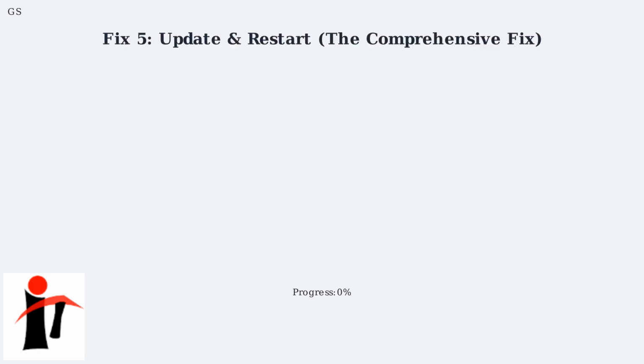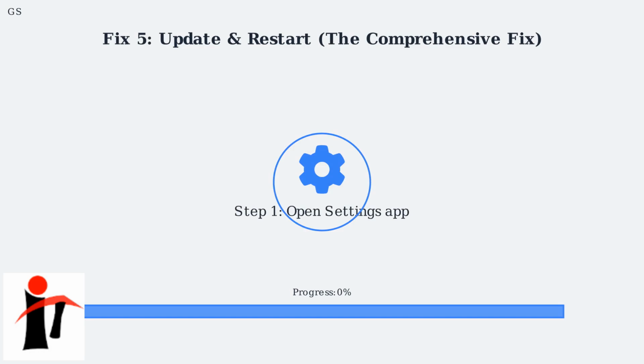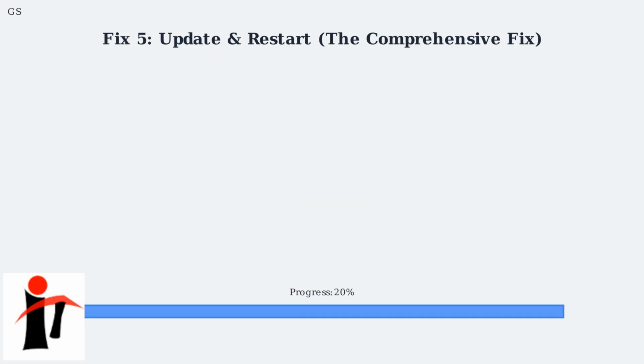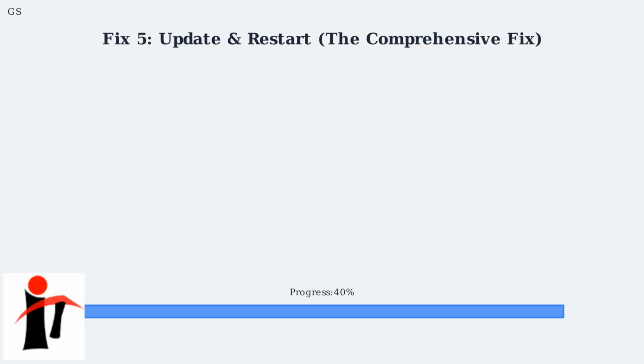A software update can resolve many issues with missing Visual Intelligence tiles. Let's walk through the comprehensive fix by updating your iOS and restarting your device. First, open the Settings app on your iPhone. This is the gear icon typically found on your home screen. In Settings, scroll down and tap General. This section contains system-wide settings, including software updates.